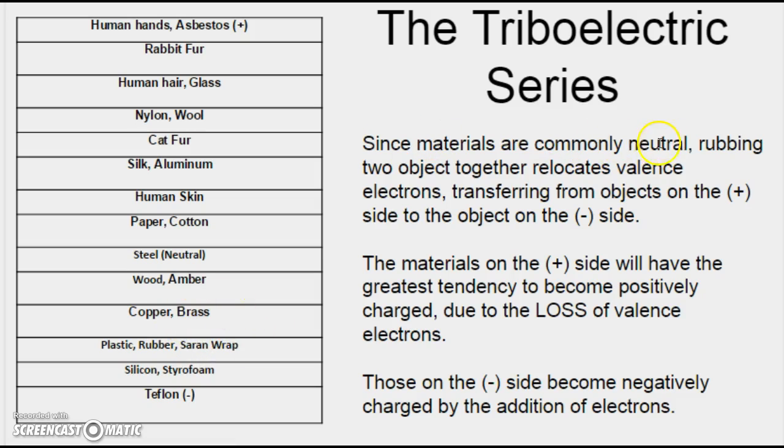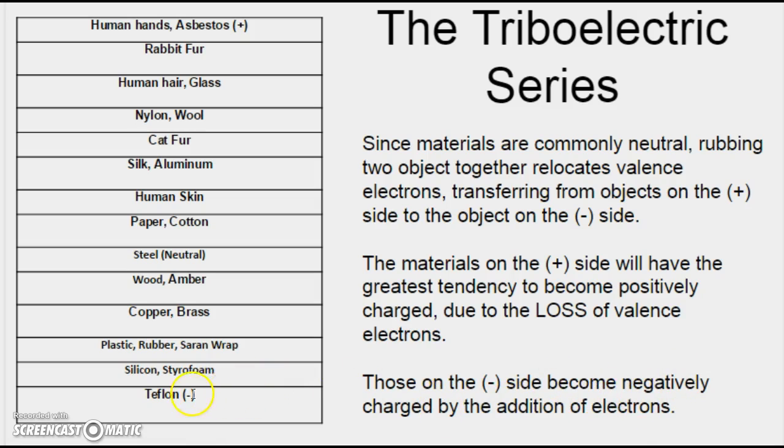Since materials are commonly neutral, rubbing two objects together relocates valence electrons, transferring from objects on the positive side to the negative side. The materials on the positive side have the greatest tendency to become positively charged due to the loss of valence electrons. And those on the negative side become negatively charged by the addition of electrons.